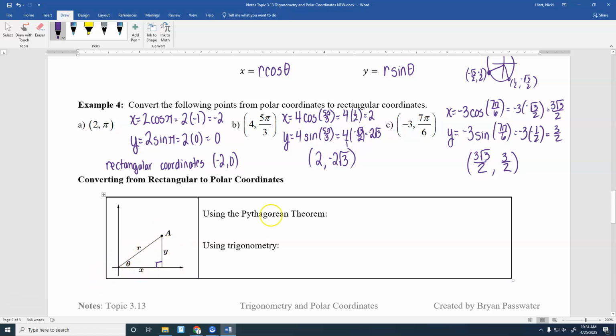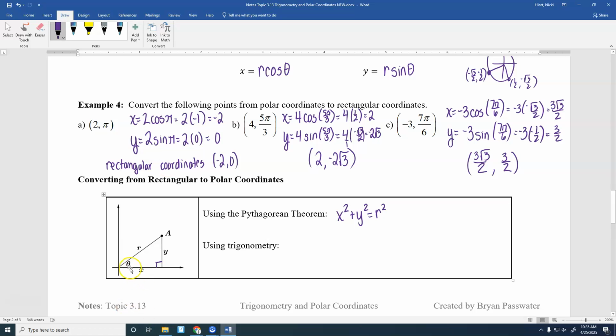X squared plus y squared equals r squared. So Pythagorean theorem, x squared plus y squared equals r squared. You can just set up Pythagorean theorem for finding that radius. So pretty basic stuff right there.